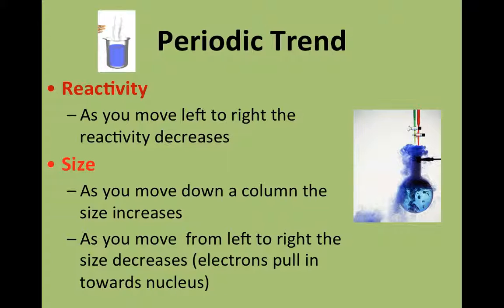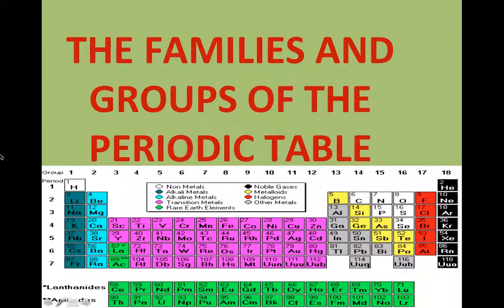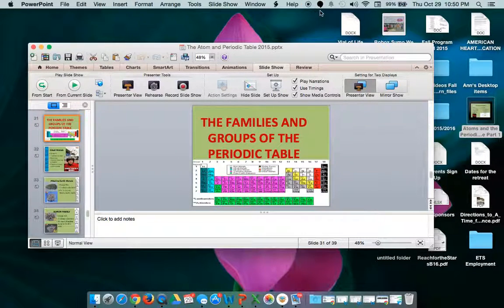And size, as you move down, think of the rings. I'm going to create and build more rings. I'm going to draw more rings. So therefore, because of the row it's in, it's actually going to increase in size. But as you move from left to right, they're going to decrease because they're being pulled in towards the nucleus. The positive and the negative charges are actually pulling it in. So as you move from left to right, it kind of shrinks in size, but as you go down, it gets bigger. Okay? So we're going to stop right here for this segment, and thank you very much.